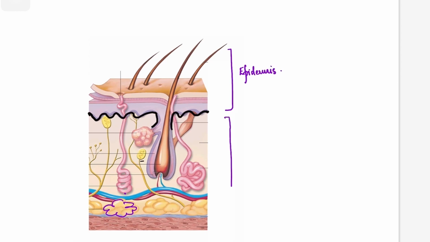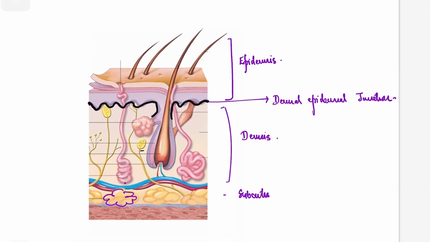and below it is called the dermis. The bottommost layer is the subcutis. And this layer which separates the epidermis from the dermis is the dermoepidermal junction. In the dermis, you see various appendageal structures and the cutaneous receptors.